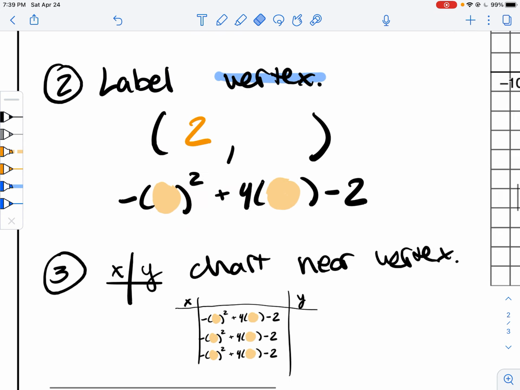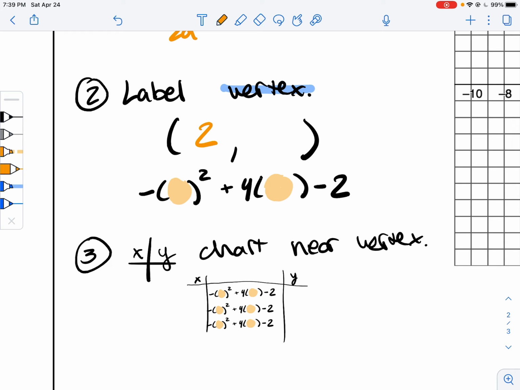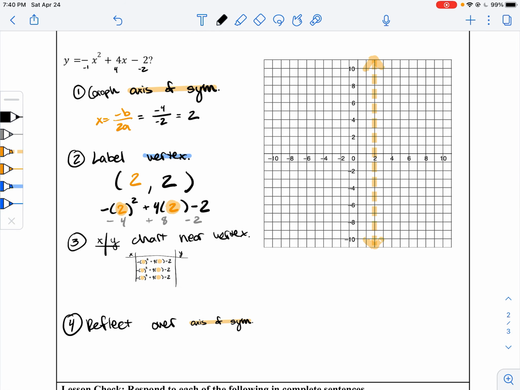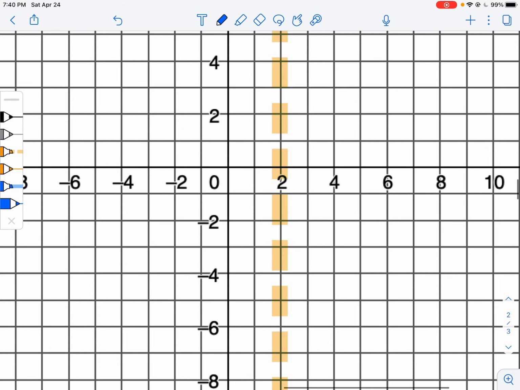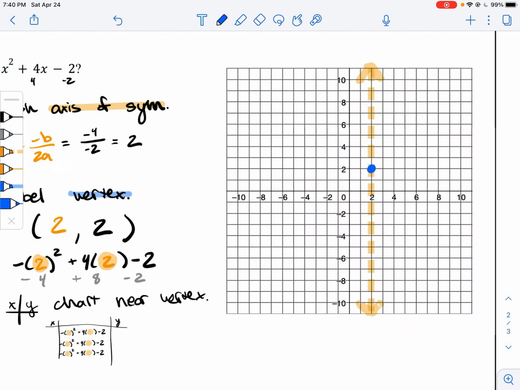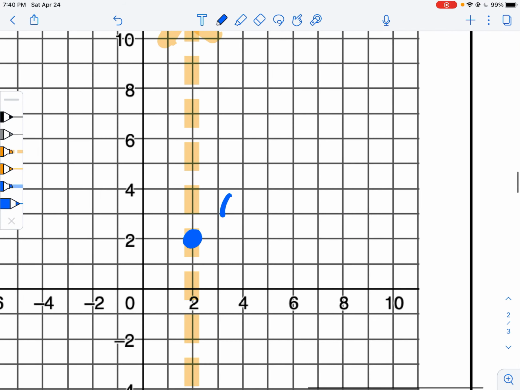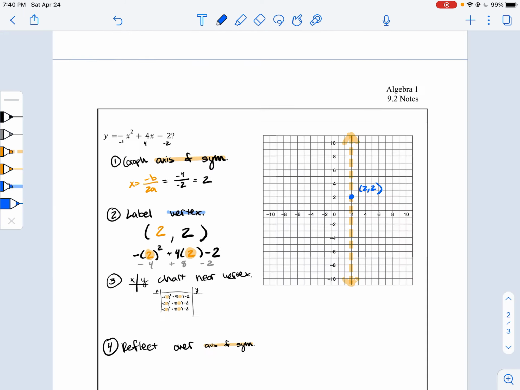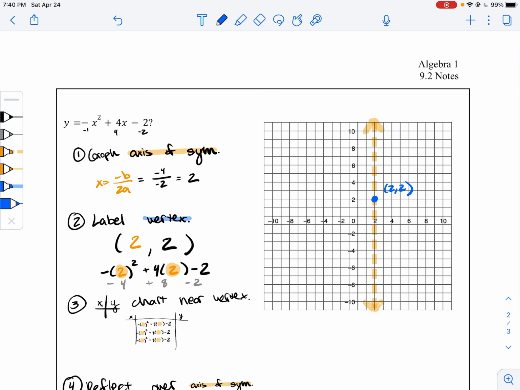Awesome. Okay, sorry, I got way ahead. So we've got 2 and 2, giving us negative 2 squared is 4, plus 4 times 2 is 8, minus 2, which is 4, minus 2, which is 2. Man, what's up with all these 2's? I don't know. Okay, so that gives us a vertex at 2, 2. Making all the ballerinas proud. Oh, we gotta label it. 2, 2.